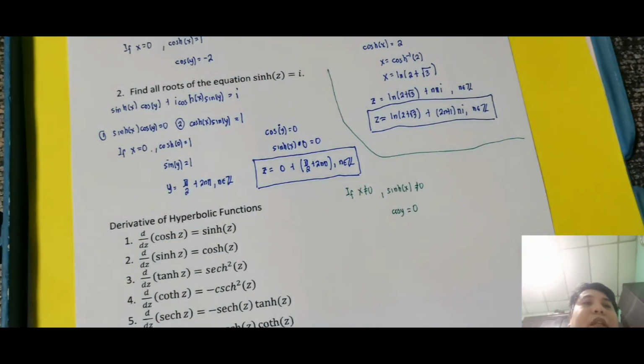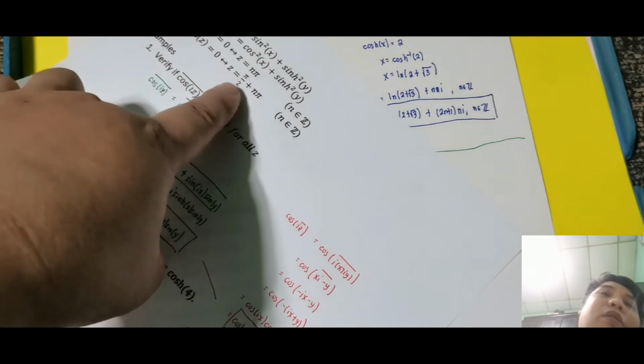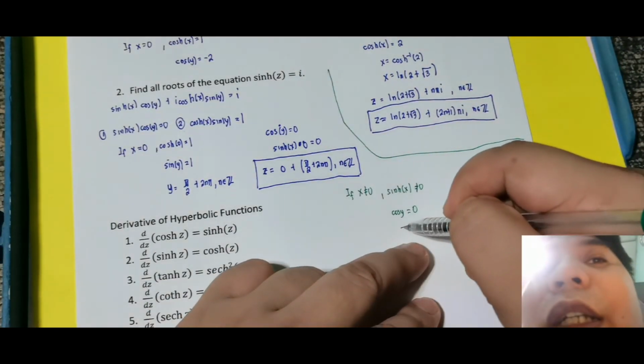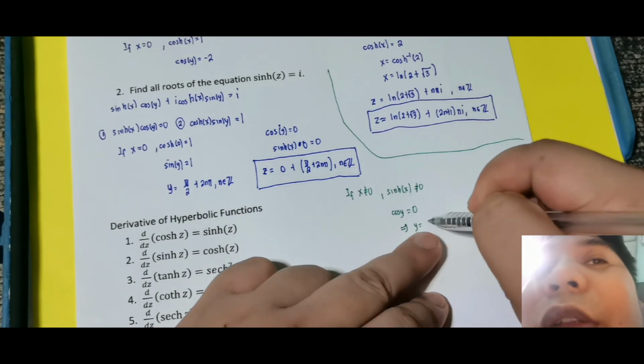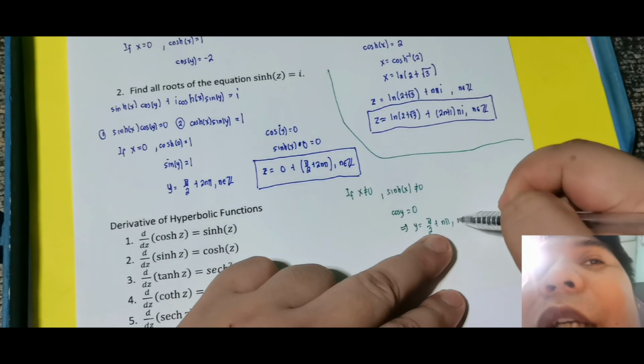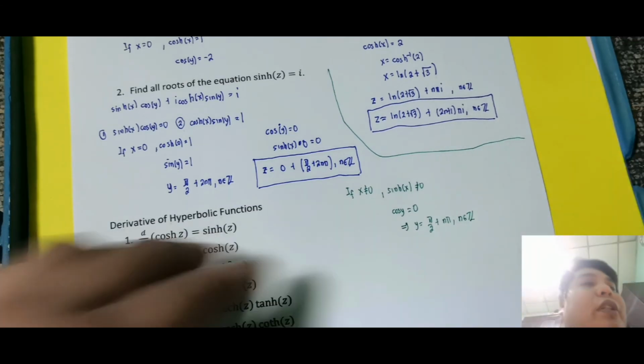So ayun na naman, babalik na naman tayo doon sa property natin kanina na pag si cosine yung 0, anong gagawin pag si cosine yung 0? Pag si cosine is 0, that is any value, pi over 2 plus n pi. Okay, so this is if and only if. This implies that y is equal to pi over 2 plus n pi for n element of integers.